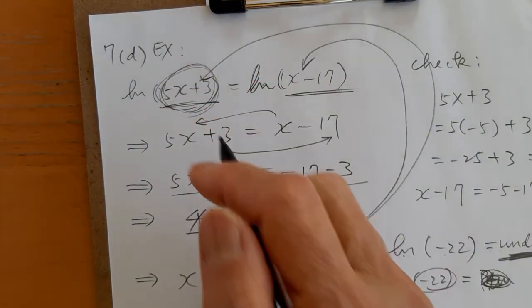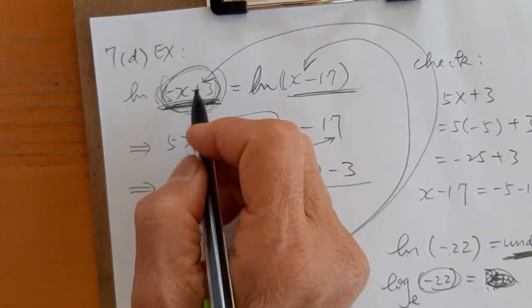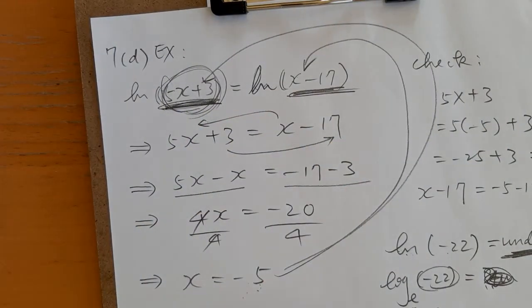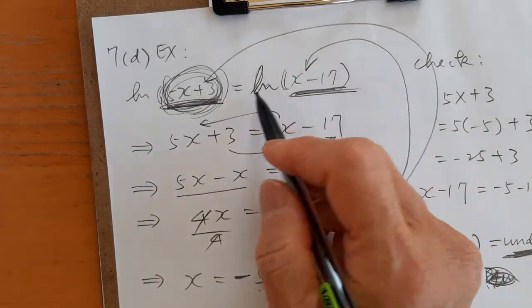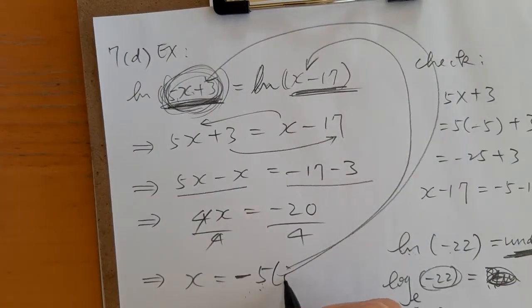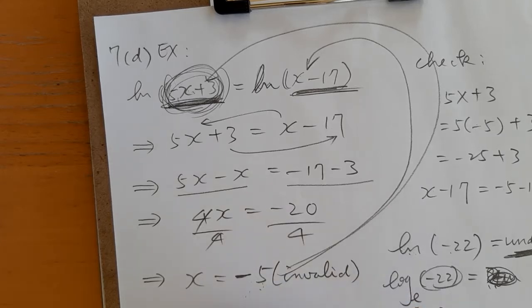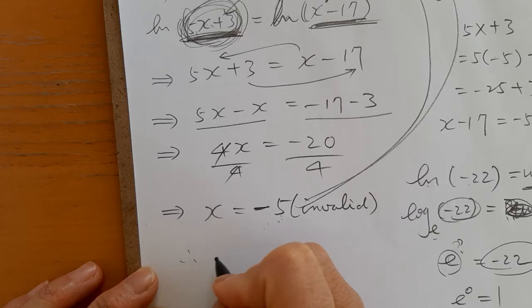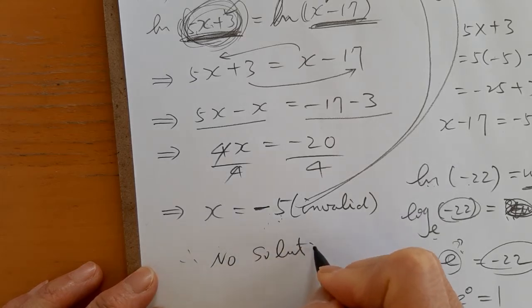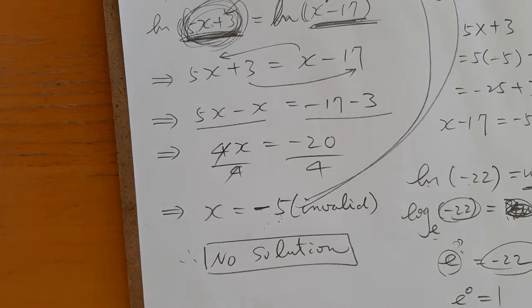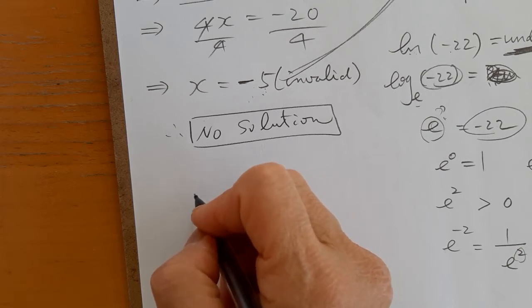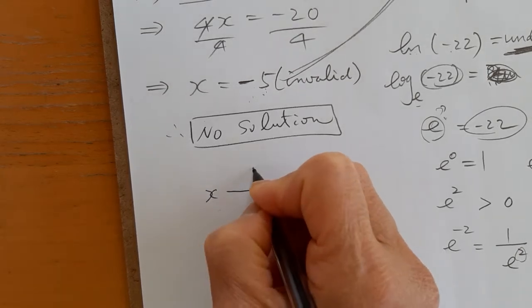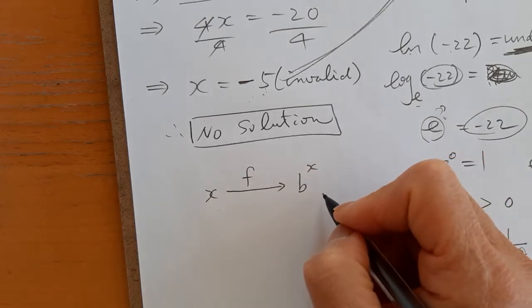So for the logarithm function, in the domain, this part cannot be negative. It needs to be positive, and cannot be 0. So since with negative 5 you make this negative, this is invalid, not a solution. So for this question, you answer no solution.